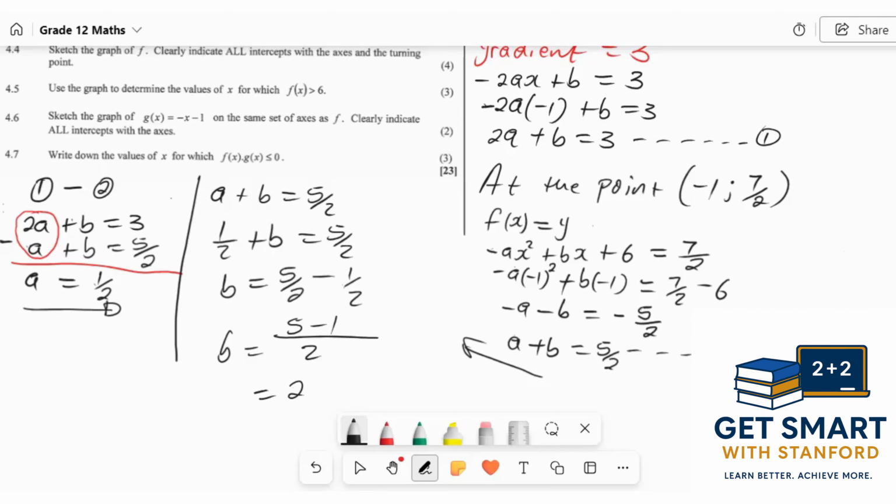It looked very scary, but I hope you have now realized just how simple this can be. So let us now erase everything. I hope you've been copying some notes.